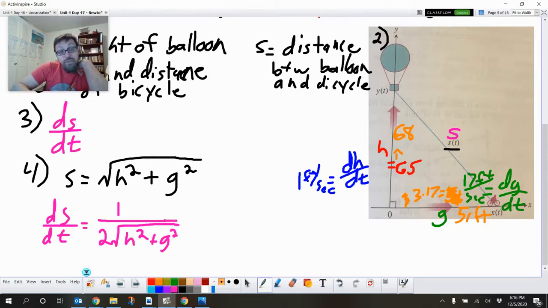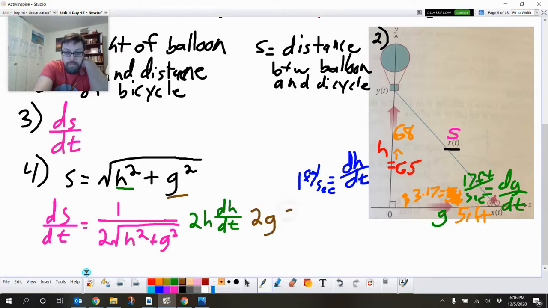Now that I've done that, I need to do the derivative of the inside. So I need to do the derivative of h squared plus g squared, and I'm going to be doing that with respect to t. So the derivative of h squared is going to be 2h dh over dt. Then I've got to do the derivative of g squared. That's going to be 2g dg over dt. Cool, I got that all right. Check my answers.